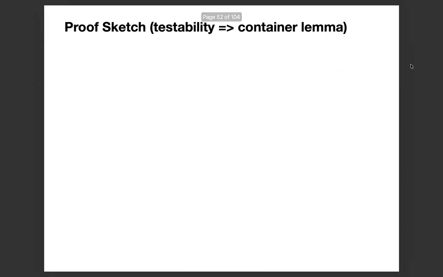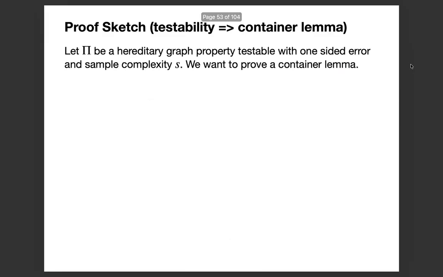Okay. So I want to sketch some of the ideas of how we go about proving this. Let's go one direction at a time. Let's start. We're going to assume our property is testable, and we want to try to prove a container lemma.